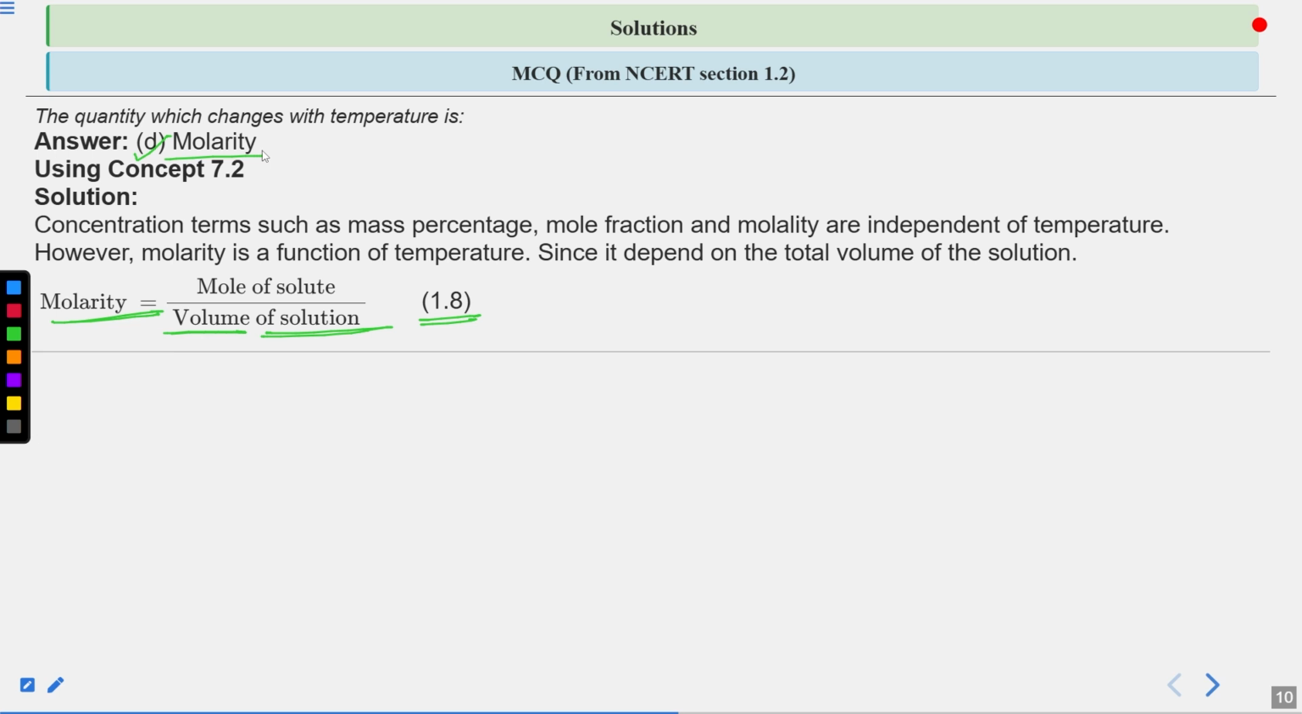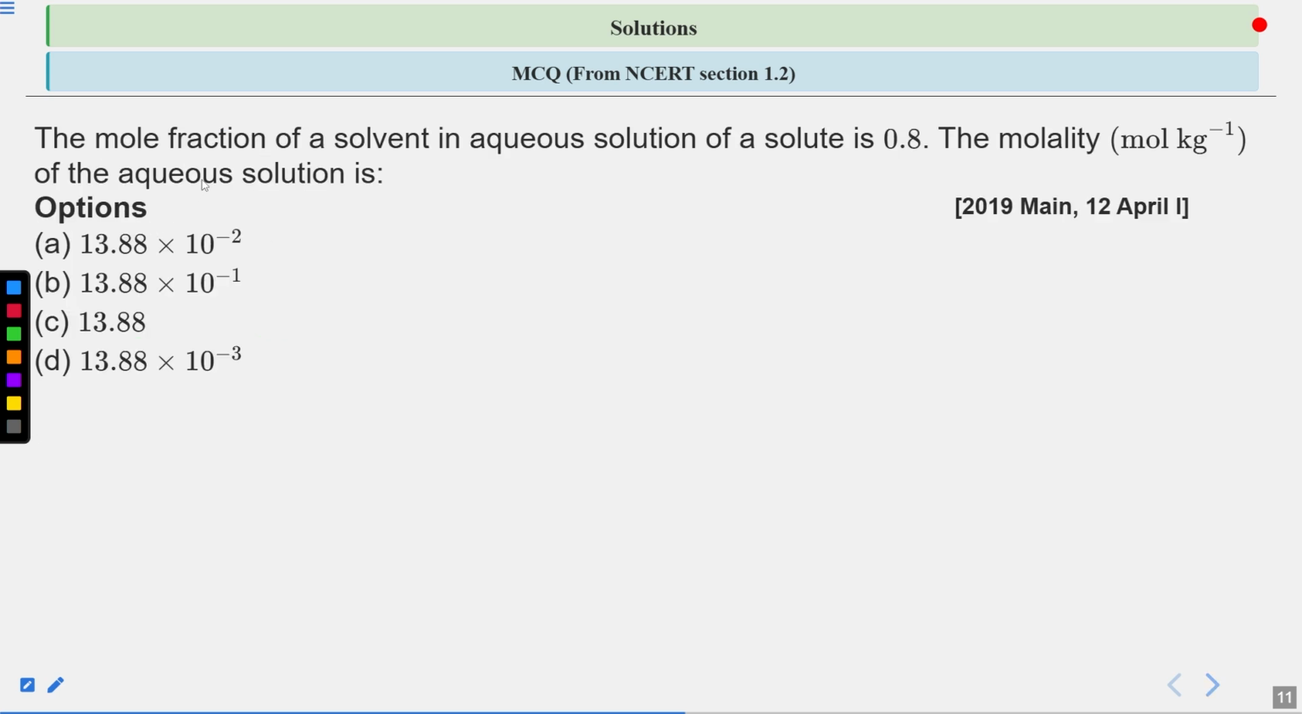Okay, so let's move to the next question. This question is also from NCERT section 1.2 in the chapter Solutions. The question asks: the mole fraction of a solvent in the aqueous solution of a solute is 0.8. The molality in moles per kg of the aqueous solution is? So the mole fraction of the solvent is given as 0.8, and you have to tell the molality of that solution in moles per kg units.